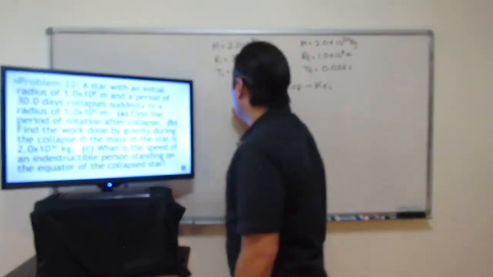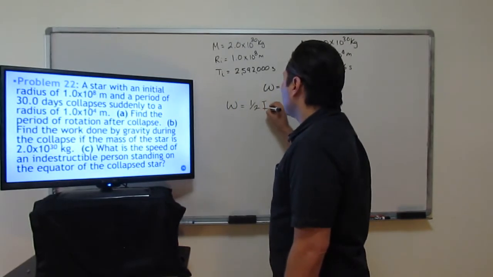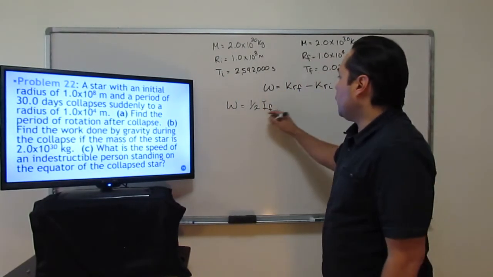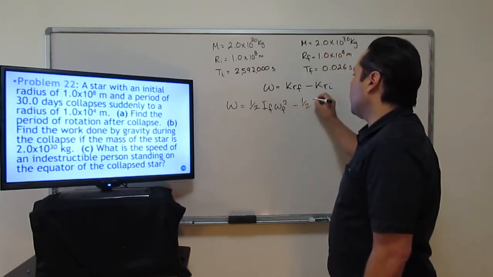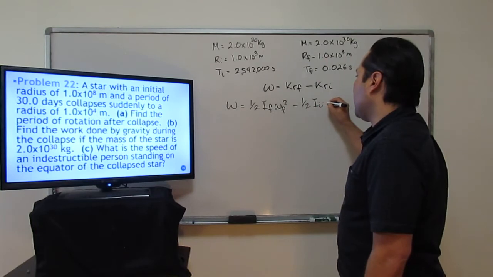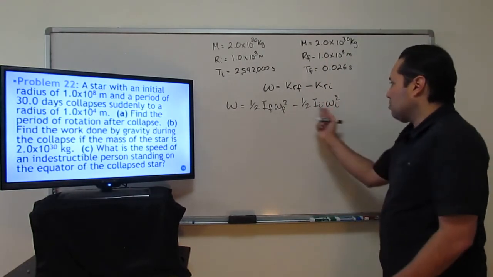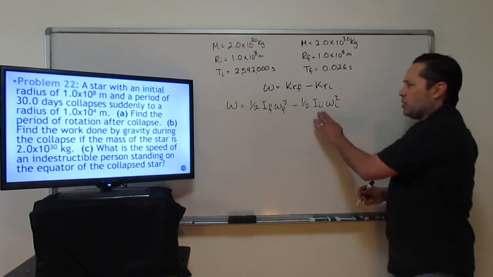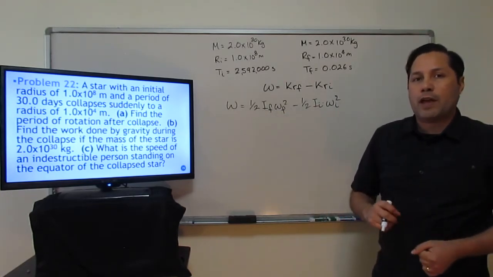So let's plug those in. It's going to be 1/2 moment of inertia final times angular speed final squared, minus 1/2 moment of inertia initial multiplied times angular speed initial squared. That's going to be our setup. Let's flesh out the formula a little bit. The I, it is a solid sphere, so it's going to be 2 over 5 mr squared.